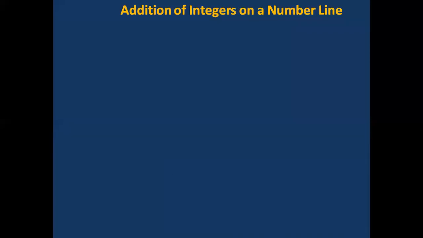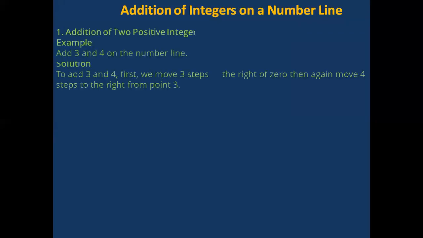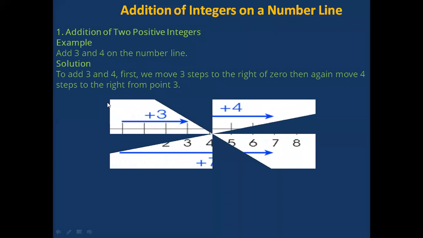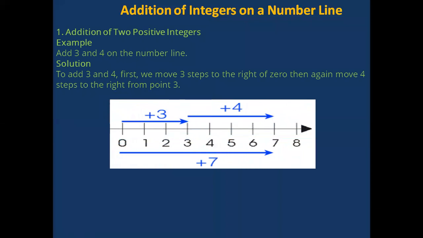Addition of integers on a number line. So first, addition of two positive integers. Example, 3 and 4 on the number line. To add 3 and 4, first we move 3 steps to the right side of 0. Then again move 4 steps to the right from point 3 on the number line.